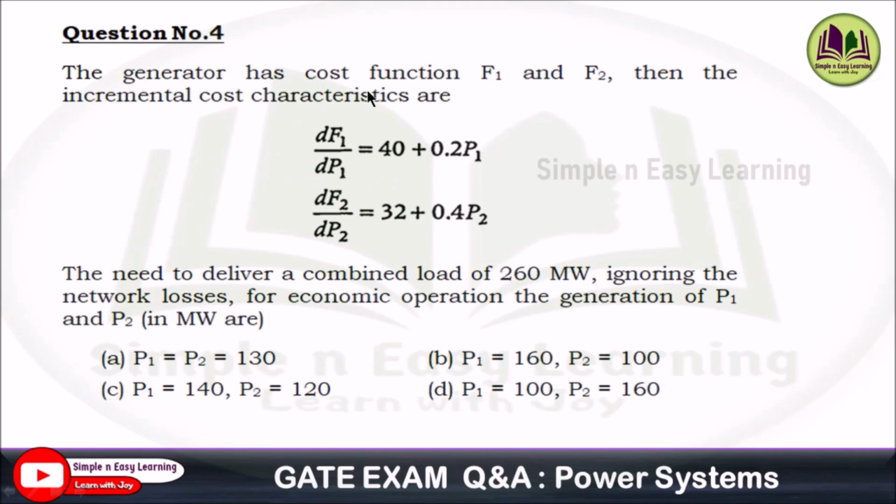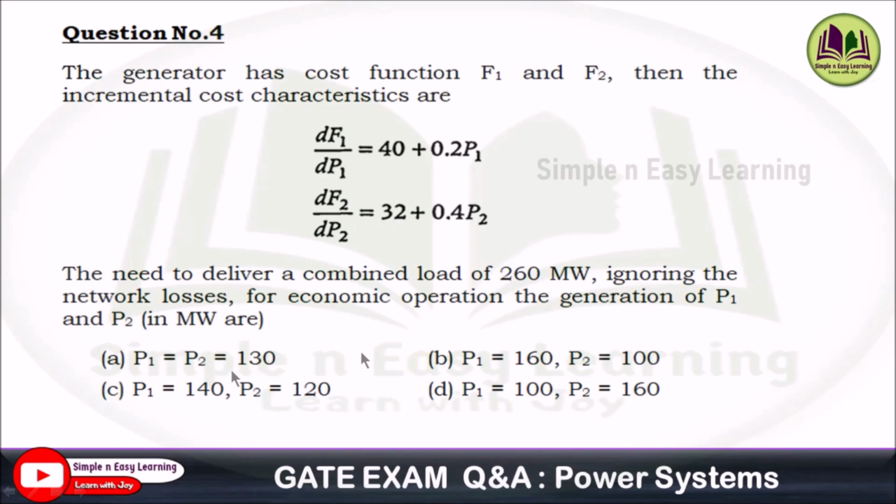Question number 4. The generators have cost functions F1 and F2, and the incremental cost characteristics are dF1 by dP1 equal to 40 plus 0.2 P1, and dF2 by dP2 equal to 32 plus 0.4 P2. The need is to deliver a combined load of 260 megawatt, ignoring the network losses. For economic operation, the generation P1 and P2 are what? So here also they asked P1 and P2 for this particular condition.